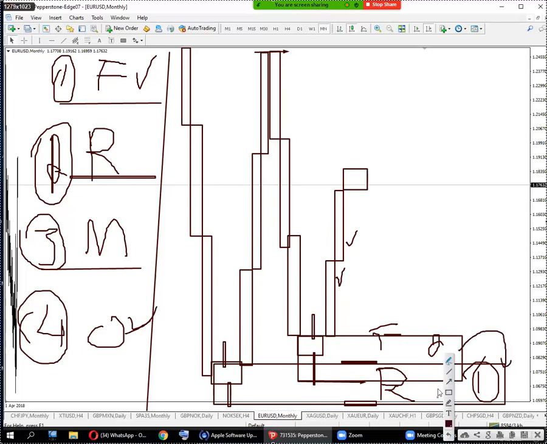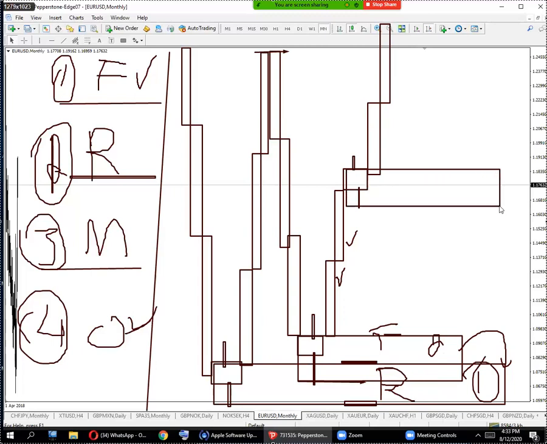But what about the fourth zone? The fourth zone means the market creates a base candle, but the next candle closes above. So this one is also our fresh zone, but we call this one the original zone.